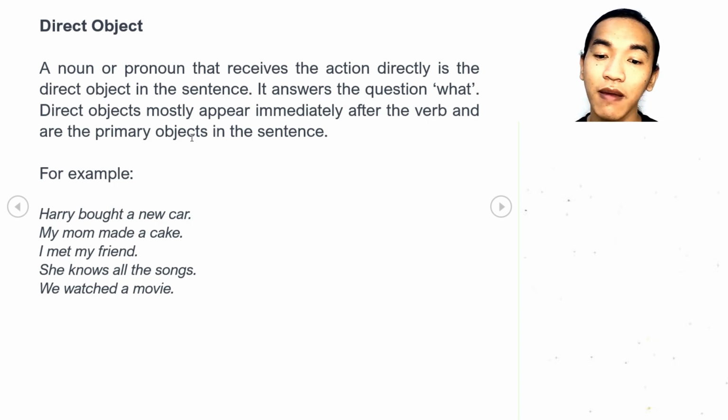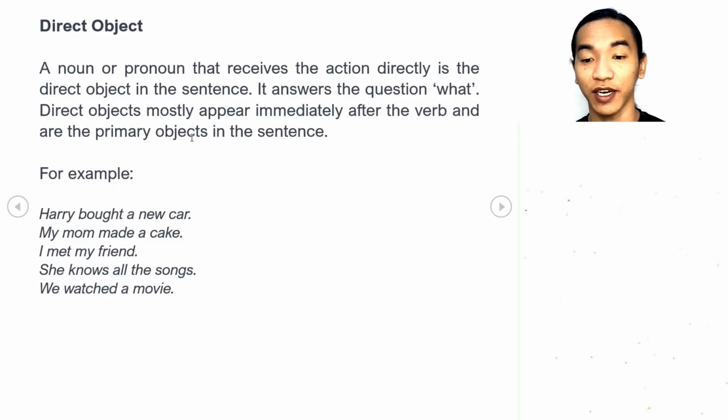Like for example, Harry bought what? A new car. So a new car is your direct object. My mom made what? A cake. I met who? My friend. She knows what? All the songs. And we watched what? A movie.